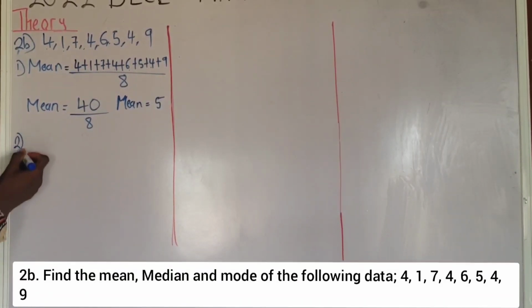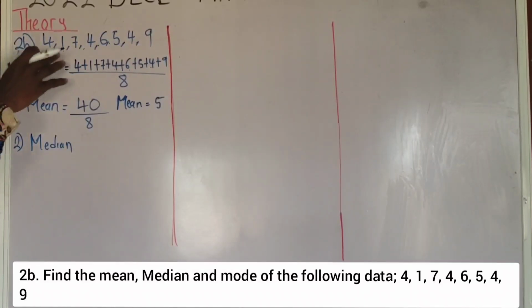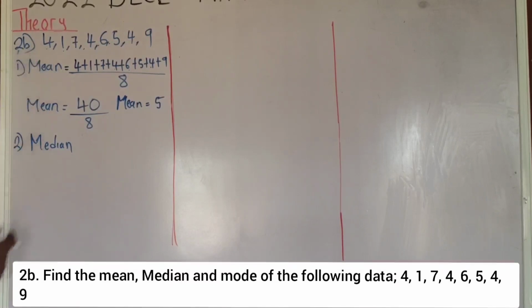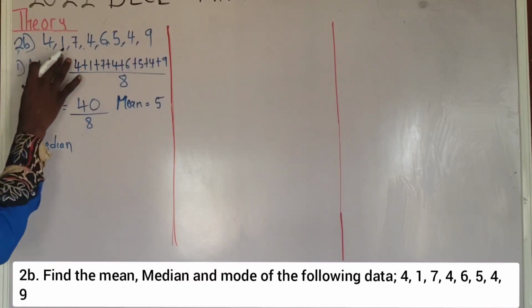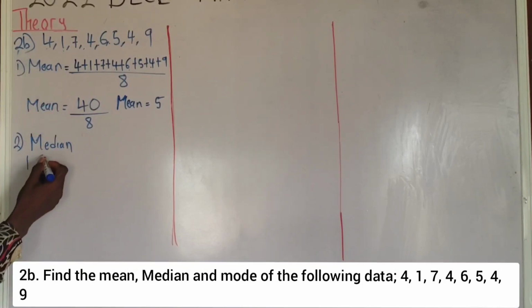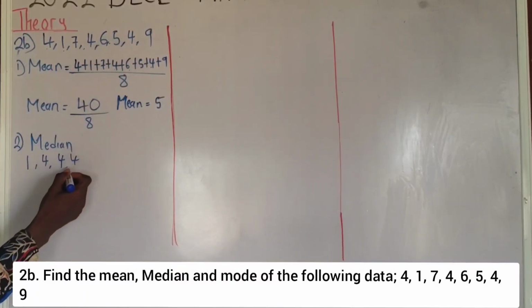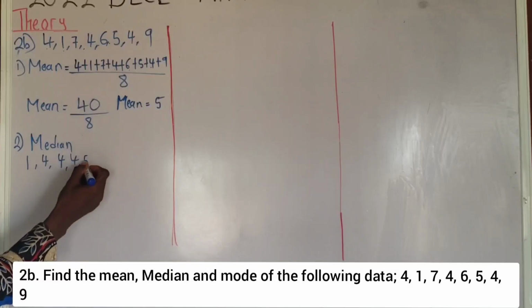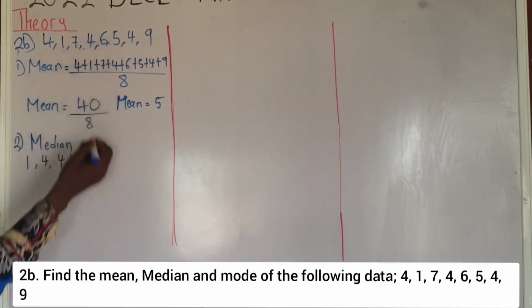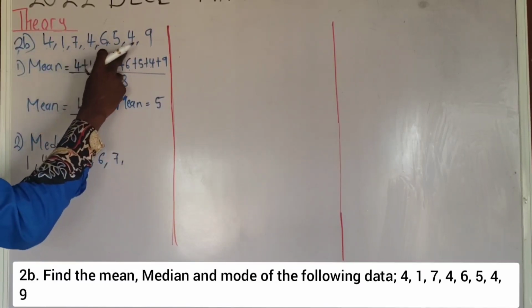Now let's proceed to get the median. Median is the middle number when you arrange your data in ascending order. So let us arrange this data in ascending order. The least of them is 1, so I'm going to have 1. After 1 is 4, then another 4, and another 4. After 4 we have 5, then 6, then 7. After 7 there is no 8, so we have 9.